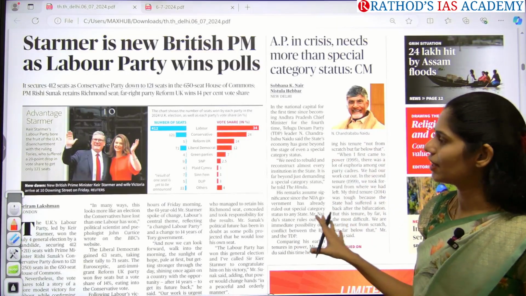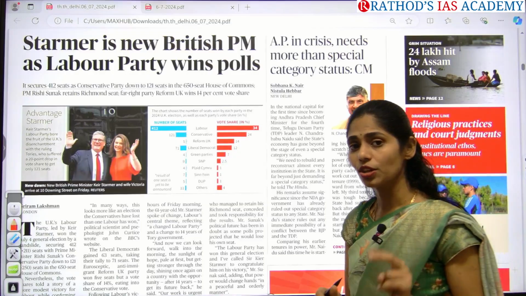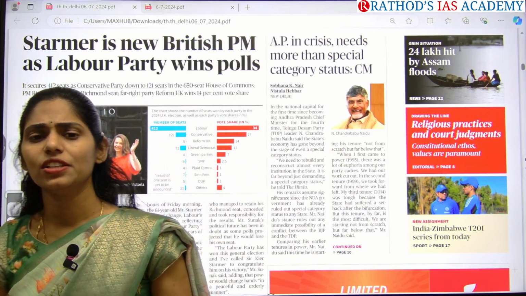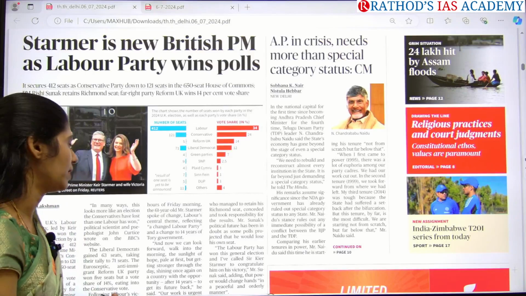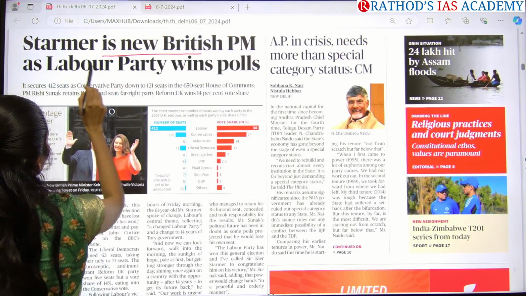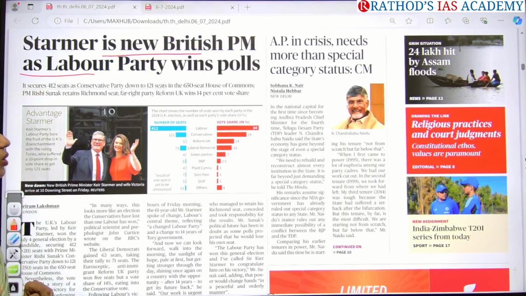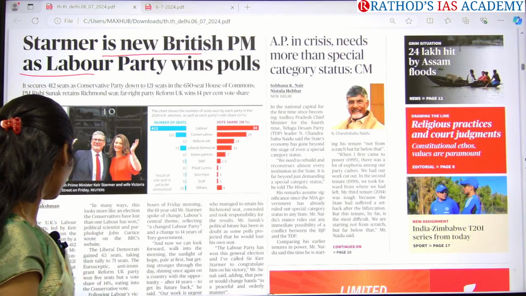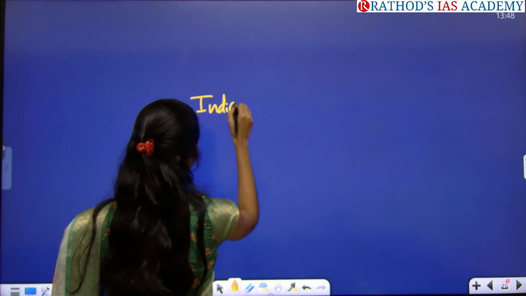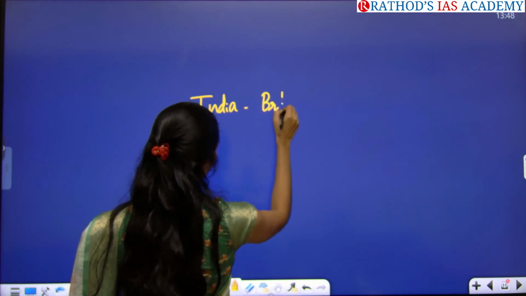So this is our front page. In this front page, there are two articles which are very relevant from our examination point of view, and there is a very high chance of getting a question from them. The first topic is: Starmer is new British PM as Labour Party wins polls. This article we can connect with international relations, especially India-Britain relations.